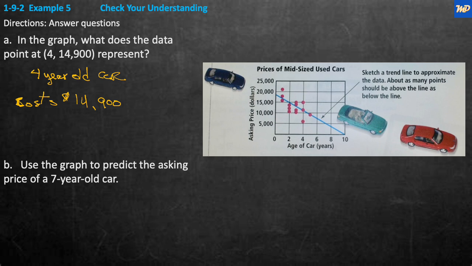And use the graph to predict the asking price of a 7-year-old car. So we're going to go on the graph over here to 7, and we're going to go up. Right there, the graph is nice because it touches right there on the $5,000 line. So according to this graph, the 7-year-old car should cost $5,000. Okay? Good deal.